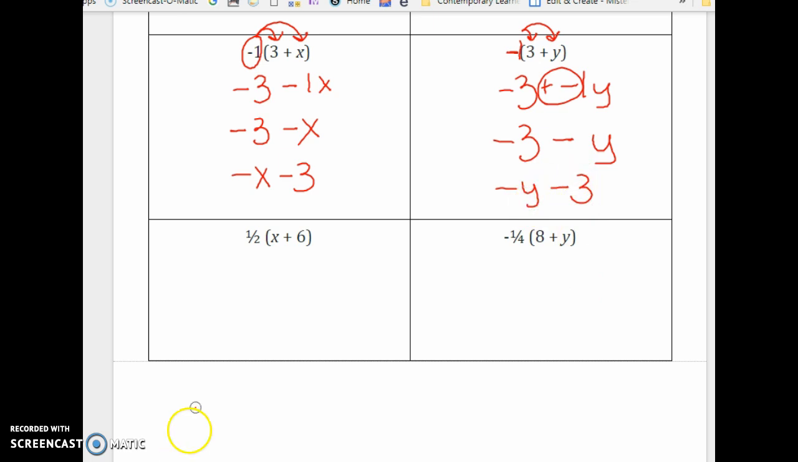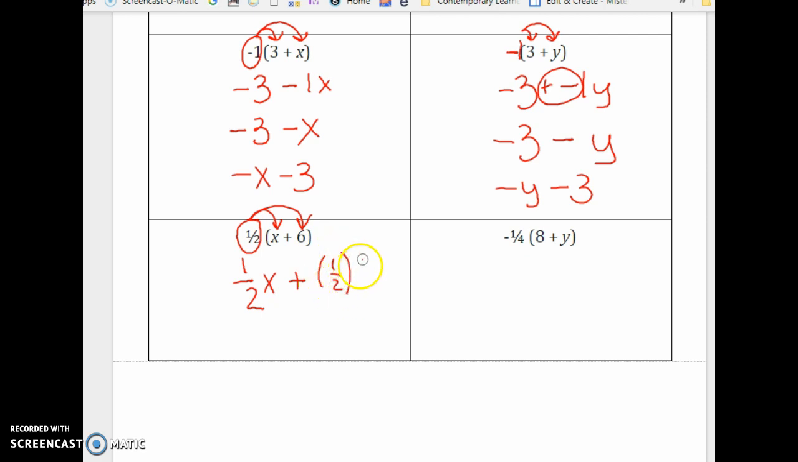Oh gosh, there's fractions here. How can we do this? This means 1/2 times x and 1/2 times 6. How do I write 1/2 times x? I just simply write 1/2 x. How do I write 1/2 times 6? They're both positive, so now I'm adding. And I'm going to just write it out.